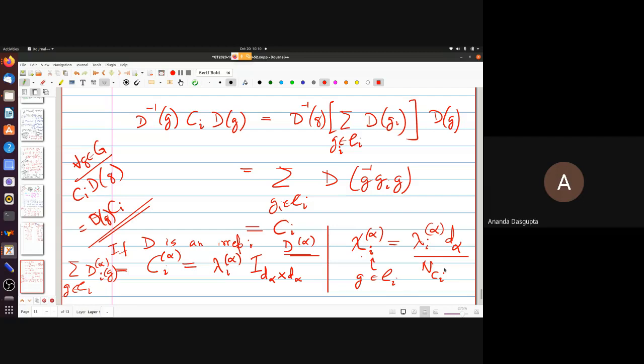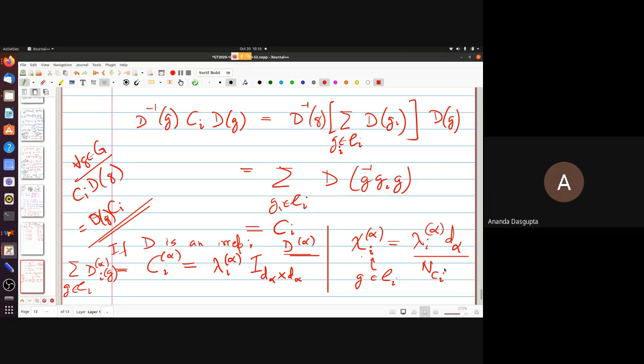So notice that if I manage to find the lambda I alphas, I'm actually done. I actually know the chi I alphas, right? So this job of finding out the characters essentially boils down to finding out the lambda I alphas corresponding to the class matrices.